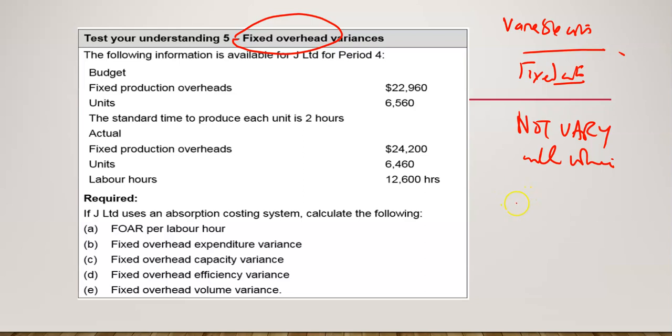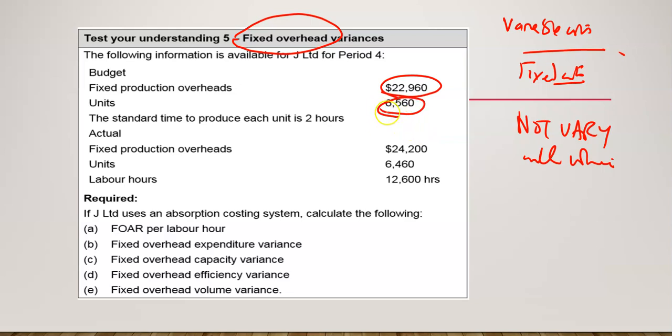But for absorption costing, in terms of maybe setting a quote, we create the idea of a fixed overhead absorption rate, so we can put an element of fixed costs into making the product. Which is exactly what we see here. We can see that we have a budget of 22,960 over a number of units.